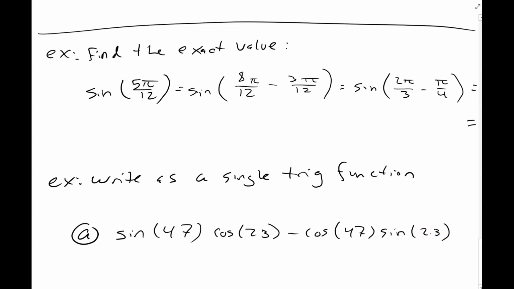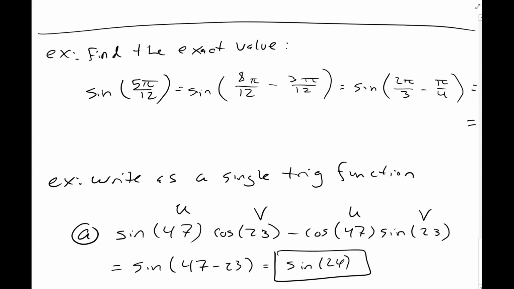So this one says to write this as a single trig function. How am I going to do this? I'm just going to look for the identity whose right-hand side looks like this. If I do that, this looks like the difference formula for sine, right? Where this is like my u and my v. So this is just going to equal sine of 47 minus 23, or just sine of 24. And I'm done.